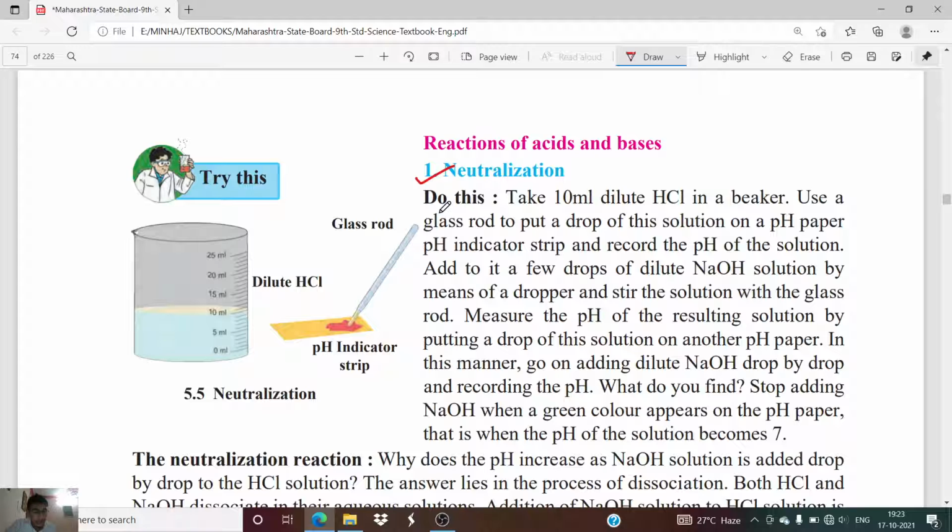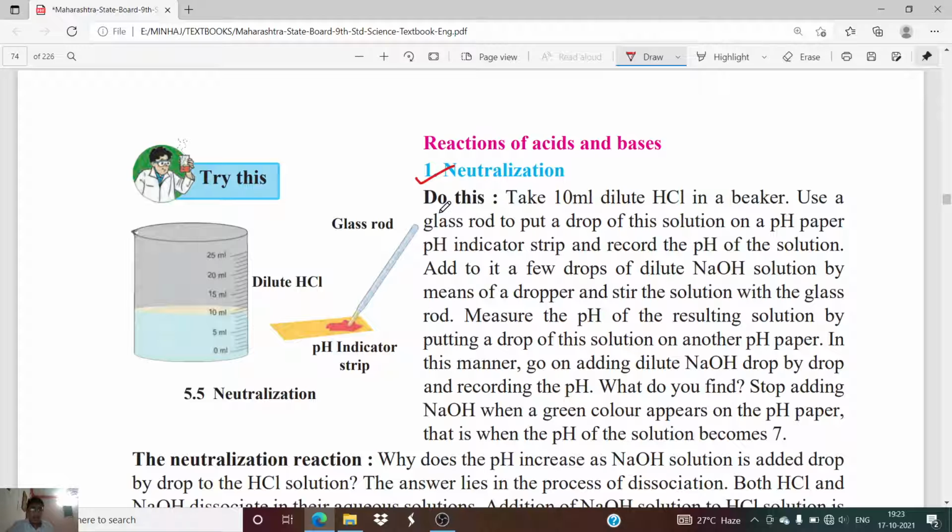is an acidic solution. Now again we are going to add a few drops of dilute NaOH solution by means of a dropper and stir the solution with the glass rod. Then in the beaker we will put the drops of dilute NaOH and we will stir the solution. Measure the pH of the resulting solution by putting a drop of this solution on another pH paper, and in this manner go on adding dilute NaOH drop by drop and recording the pH.